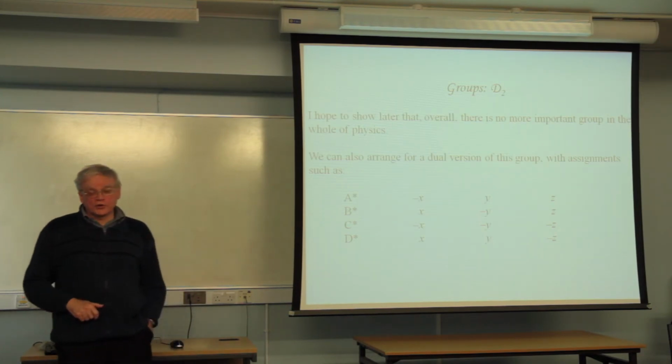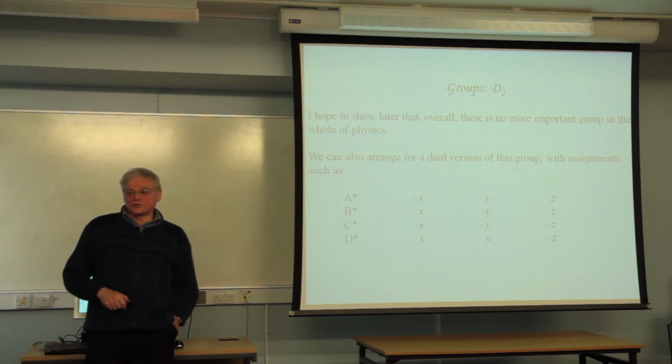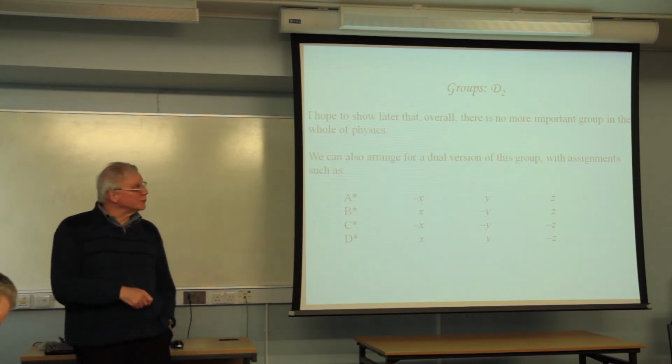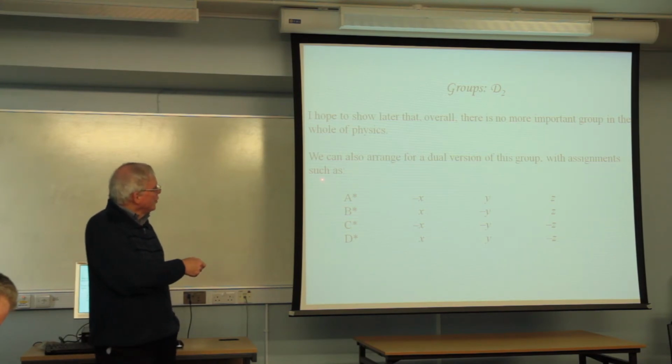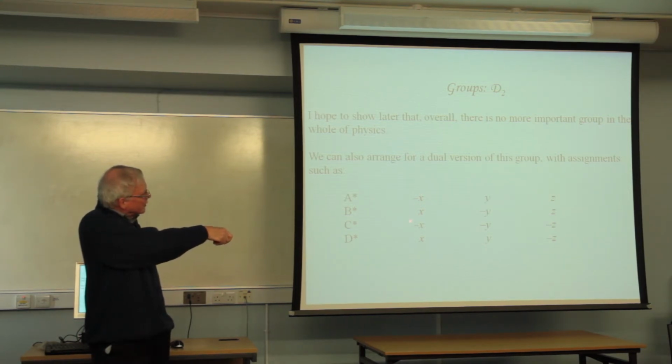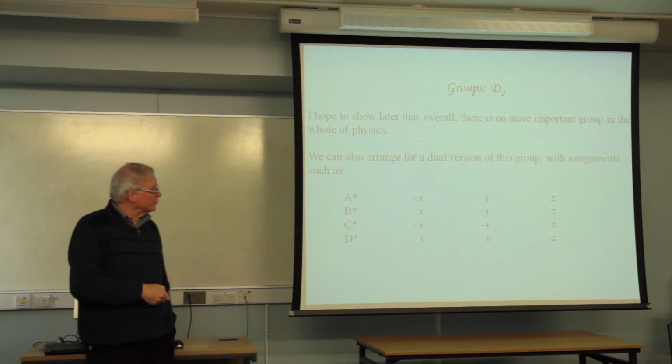This is a very important group. I'm sure that, in my view, that's the most important group in the whole of physics. It's a very simple group, but it's the most important. We can also arrange a dual version. Here I've swapped the x's round. I've swapped the x's and minus x's, and you can see that it doesn't make any difference to the group structure. It will still look the same.